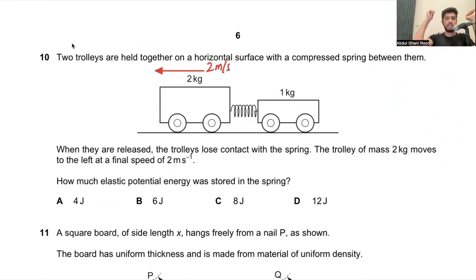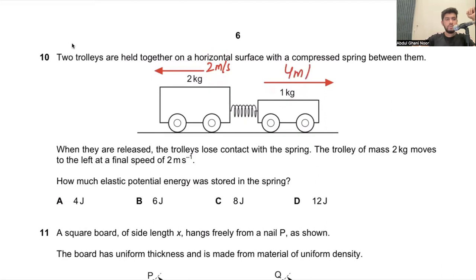Before we move on to elastic potential energy, I want you to tell me what is the speed of the 1 kilogram mass. If the 2 kilogram mass is going at a speed of 2, then at what speed will the 1 kilogram mass travel to the right? No, not 1, 4 meters per second. Perfect.